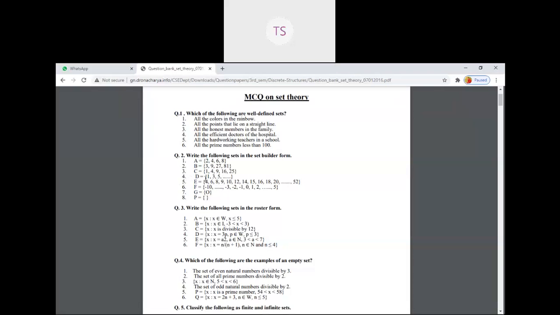Now, tell me the fourth option. This one is easy. D is equal to 1, 3, 5 and so on. What is the common property of these elements 1, 3, 5? Can you tell me what will be the next number after 5? See it properly. 1, 3, 5. Next?